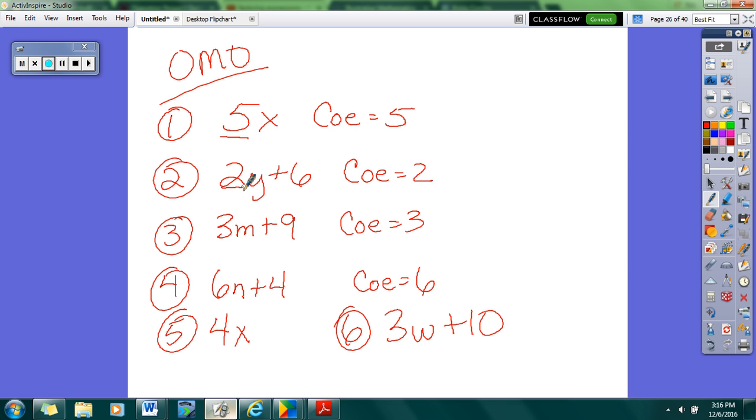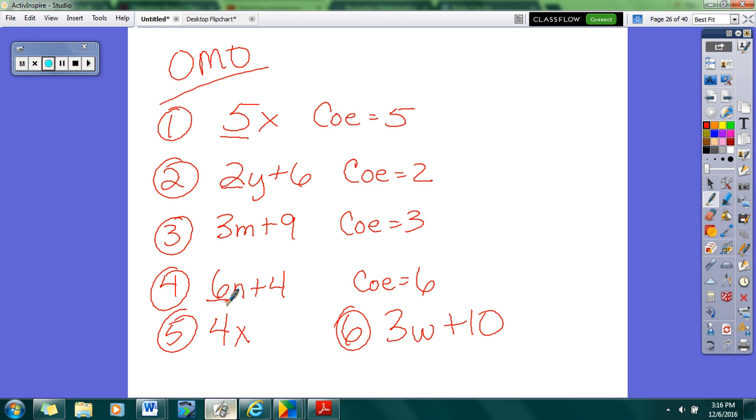In number 3, I have 1m plus 1m plus 1m plus 5 plus 4. I can only combine my m's with other m's, so I have 3 m's, and 5 plus 4 is 9. In number 4, I have 6 n's that can be combined together, and 12 minus 8 is 4. So my final answer would be 6n plus 4, and my coefficient is 6.